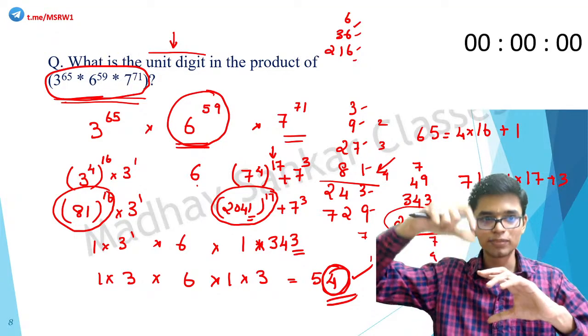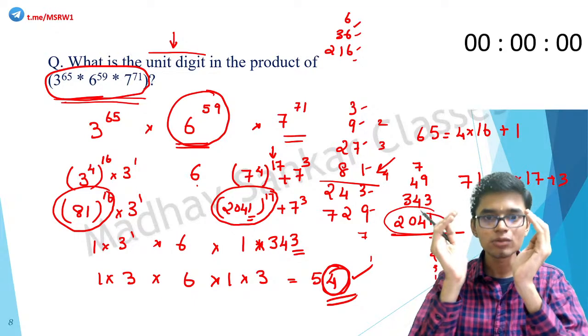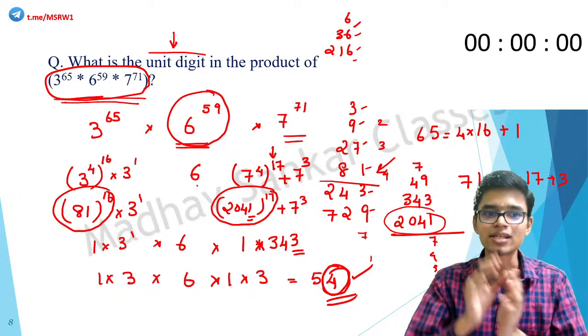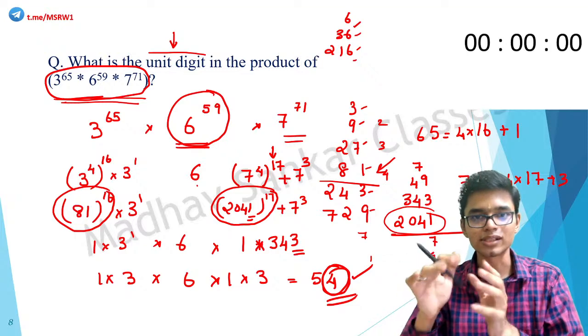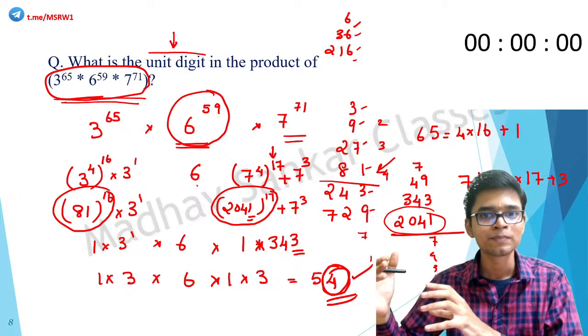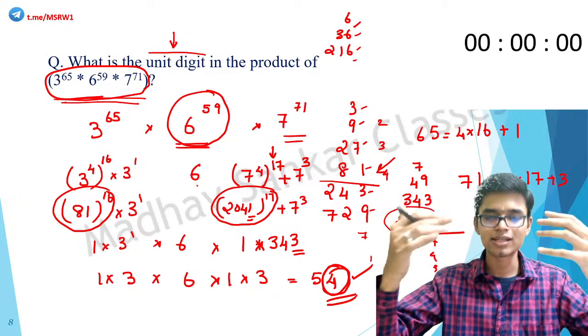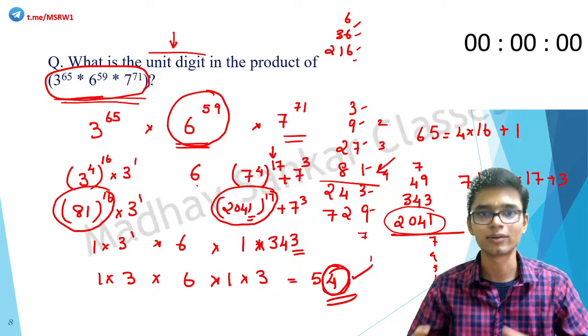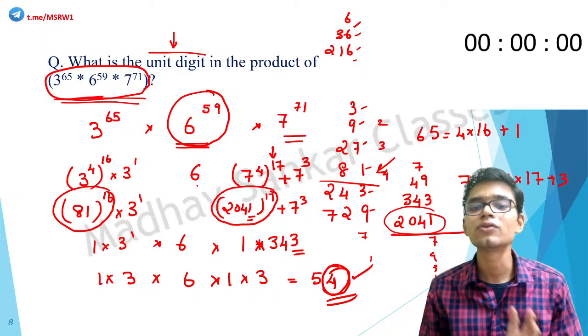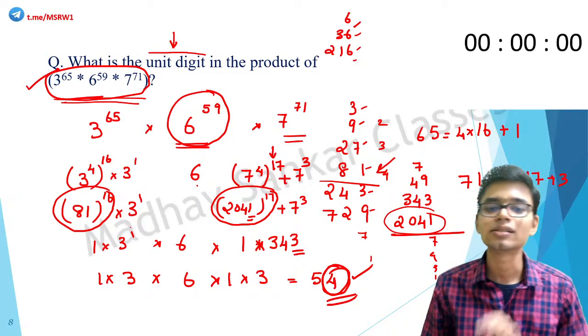If we get such big powers, you have to understand that it is possible to group it into something shorter. 65 can be rewritten as 4 into 16 plus 1. Similarly, 71 can be grouped as 4 into 17 plus 3. Then you can simply bring down the complexity level to something very easily calculable. So this is how you solve this problem. The correct answer to this question is 4. The unit digit in the product of this is 4.